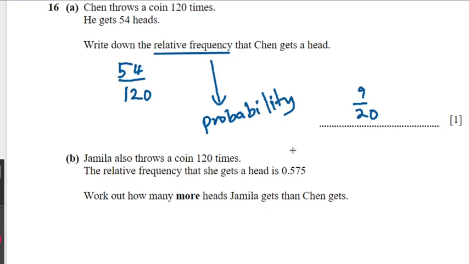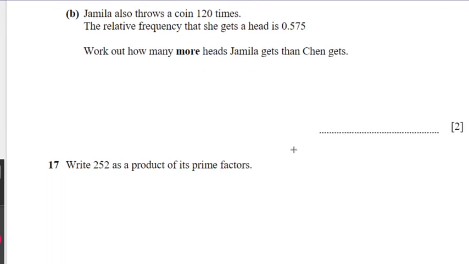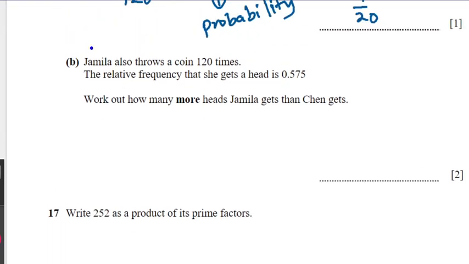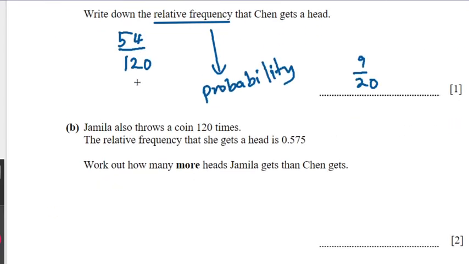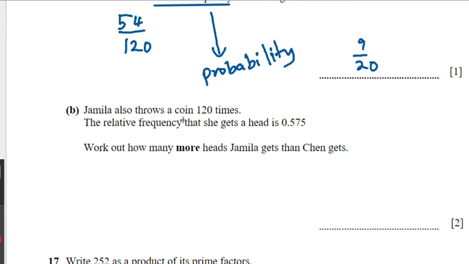Alright, move on. And then we have another person here, Jamila. She also throws a coin 120 times. Chen throws 120 times, she also throws 120 times. The relative frequency that she gets is 0.575. Work out how many more heads Jamila gets than Chen.